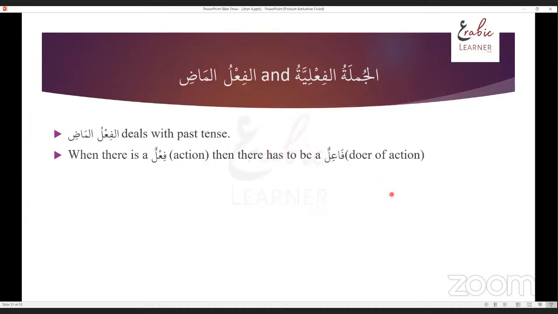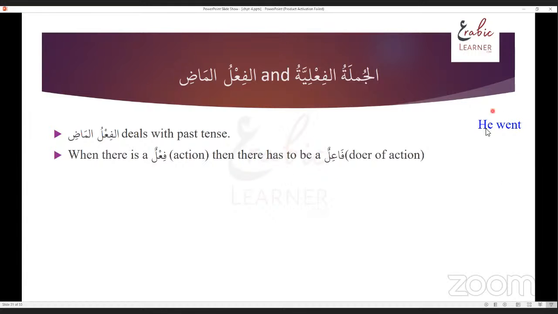So if I'm saying I went, there is an action here, there is a movement, and the action is went. Now who is the doer of the action? I is the doer of the action. So I is fa'il. In Arabic, the doer of the action is called fa'il, the one who does the fi'l, and the action itself is called fi'l. Remember this. The action itself is called fi'l.